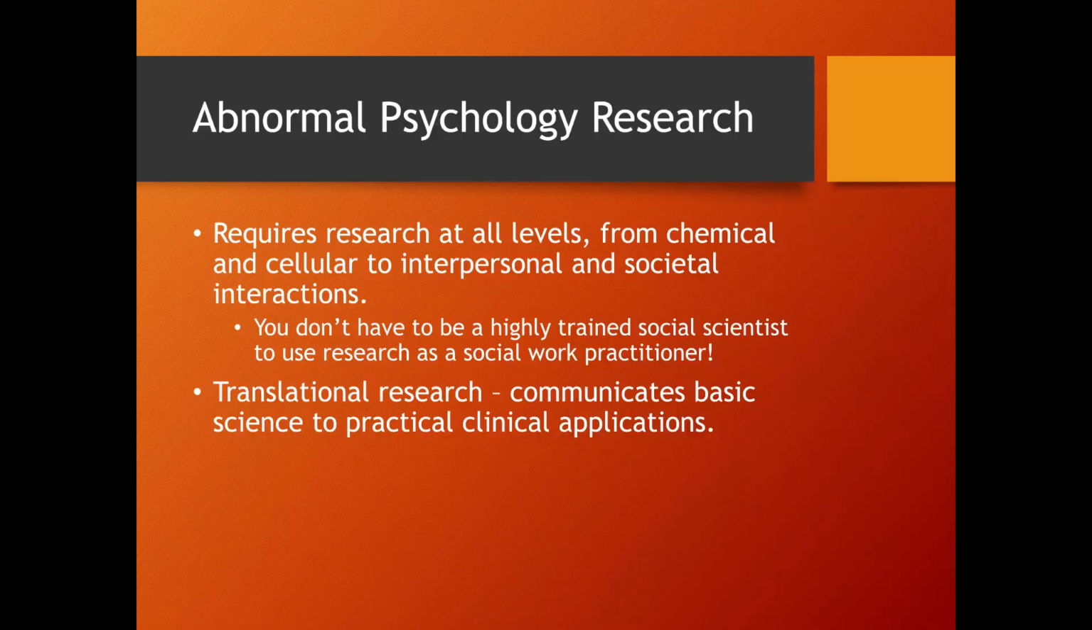One of the things that I wanted to remind you of, and you've hopefully seen this from your readings, is that research is required at all levels of being human, from the chemical and the molecular cellular levels to interpersonal and societal interactions and everything in between. So we need to know a little bit about all those things, maybe a lot about all those things. All of those types of information are useful to us, and all of them fit under the umbrella of abnormal psychology research.